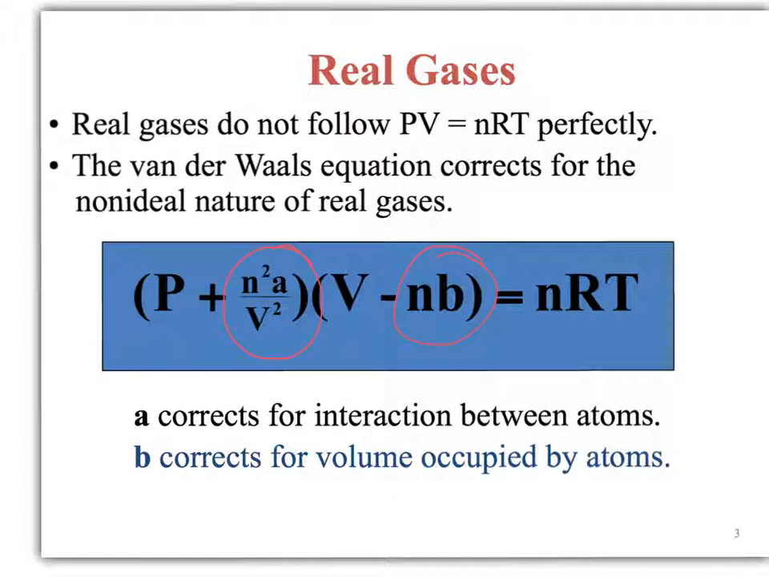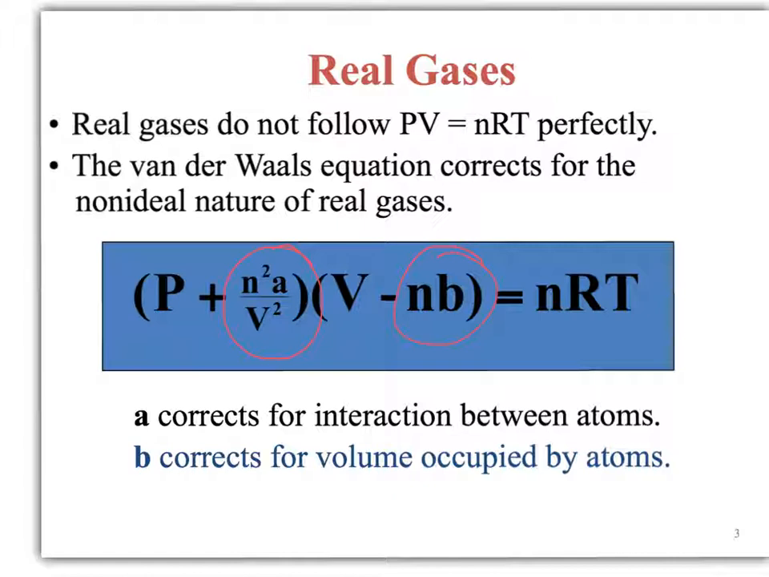The a stands for the correction that needs to be made because of the interaction between atoms. According to the KMT, there were no attractive forces, no repulsions or no attractions between gases. In real life, when those molecules get close enough to one another, they can experience attractive and repulsive forces. So there is some interaction going on between these.